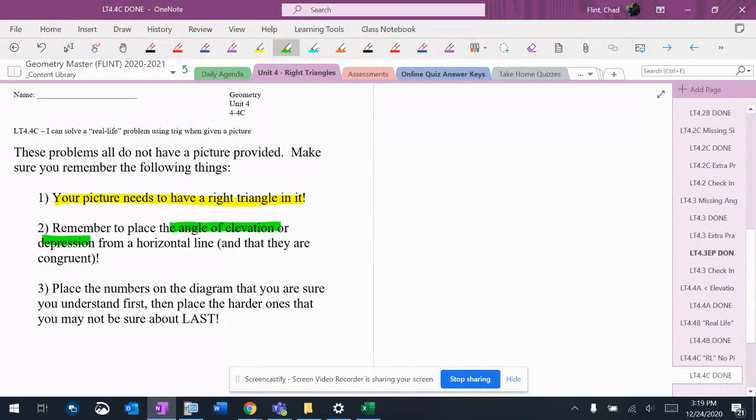Put the numbers you understand first and place the ones that are harder, that maybe you're not sure where they are, last, because you'll be able to narrow it down. That's the best thing that you can do when you're trying to place the actual numbers onto the diagram.